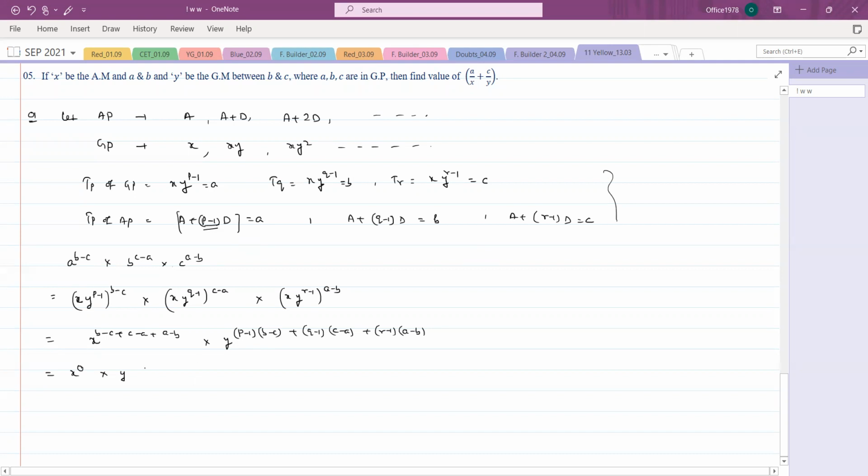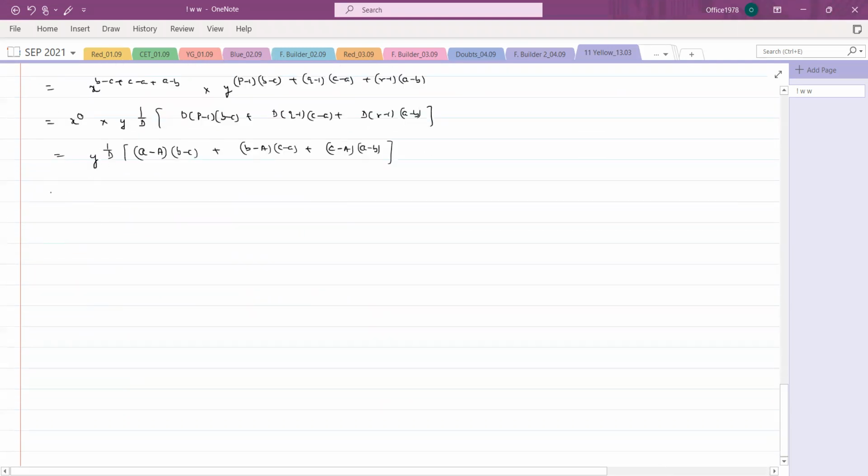और एक d multiplied divide कर दो. So multiplied d divide d. This one you can write 1 by d, then d into p minus 1 into b minus c plus d into q minus 1 into c minus a plus d into r minus 1 into a minus b, which is here this 1 हो गया, then 1 by d into d into p minus 1, you can write a minus capital A into b minus c plus b minus capital A into c minus a plus आपका c minus capital A into a minus b. If you find out this one, this became also 0.